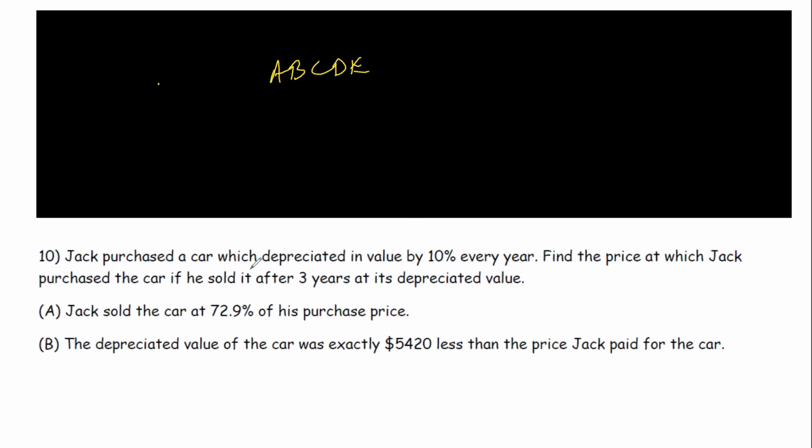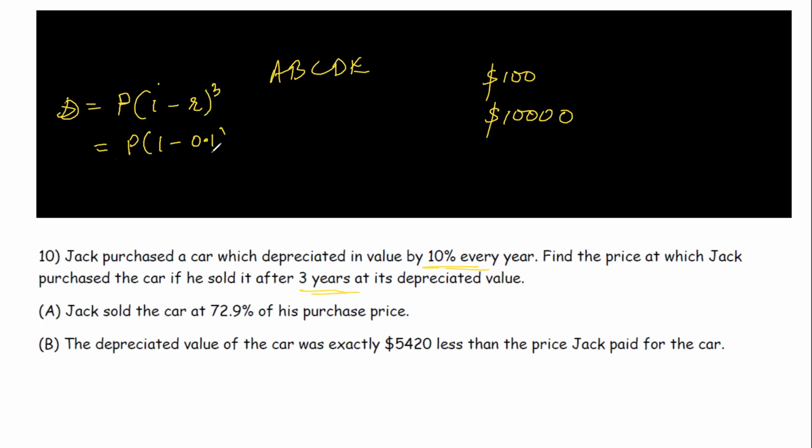So whatever percentage you give us, it doesn't tell us anything about the purchase price. It could be $100 also, $10,000 also, anything it could be, right? So we really don't know. So although this number, depreciation of 10% every year, yeah, so the depreciated value is coming to P into (1 minus R) raised to 3 for 3 years, and R is 10%. So P into 1 minus 10%, which is 0.1, right? 0.9, yeah. So P into (1 minus 0.1), which is 0.9, raised to 3.